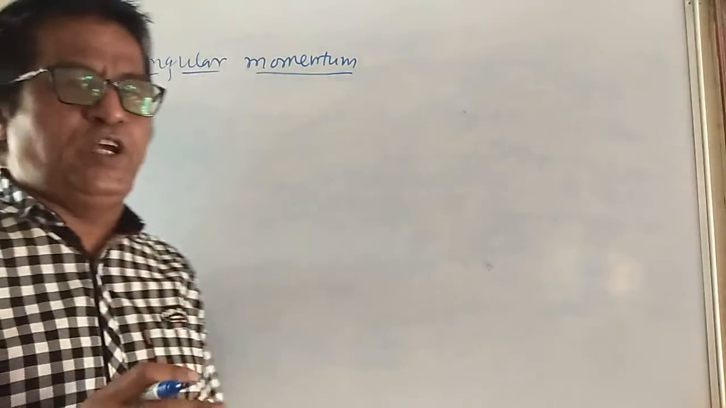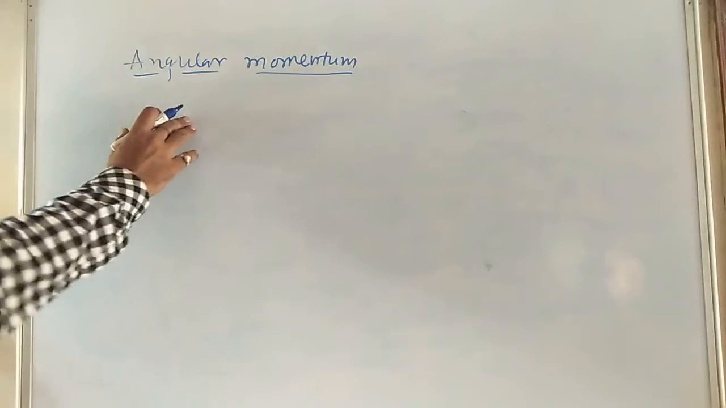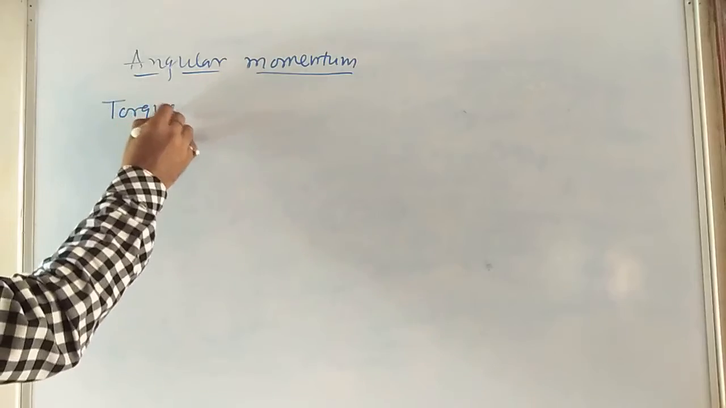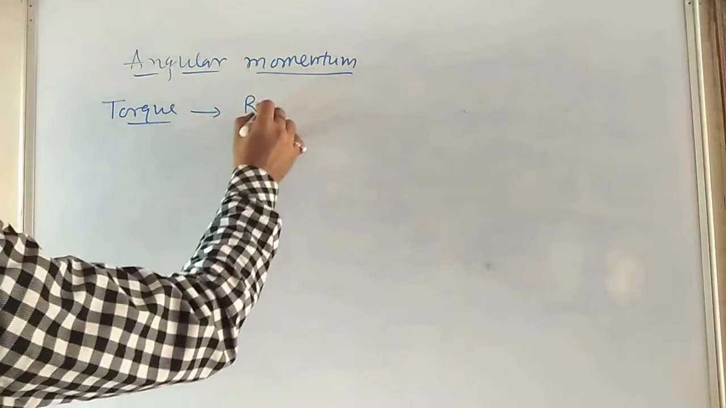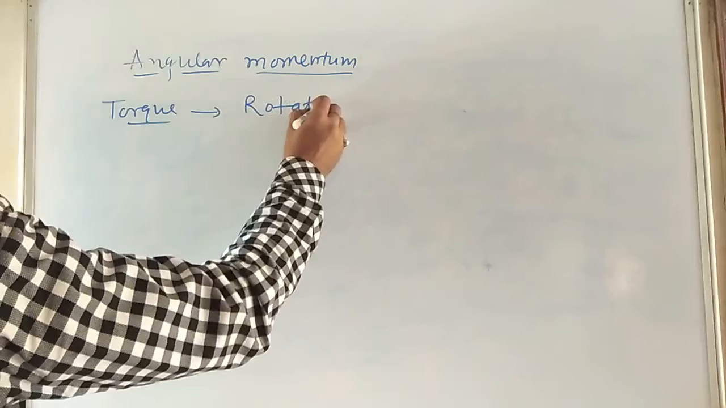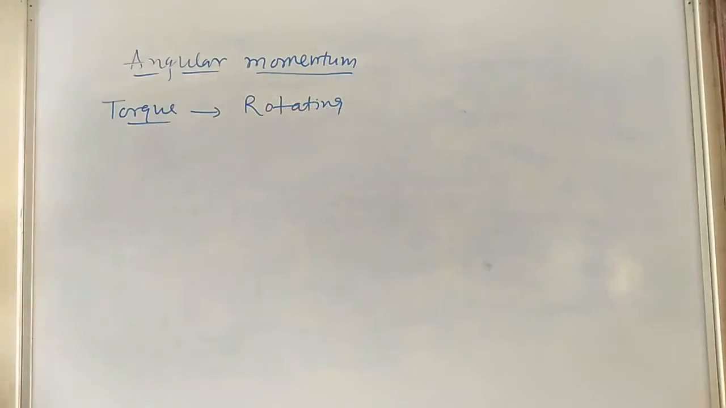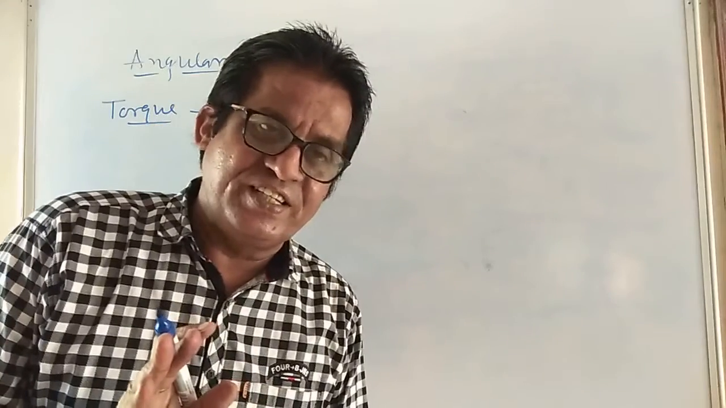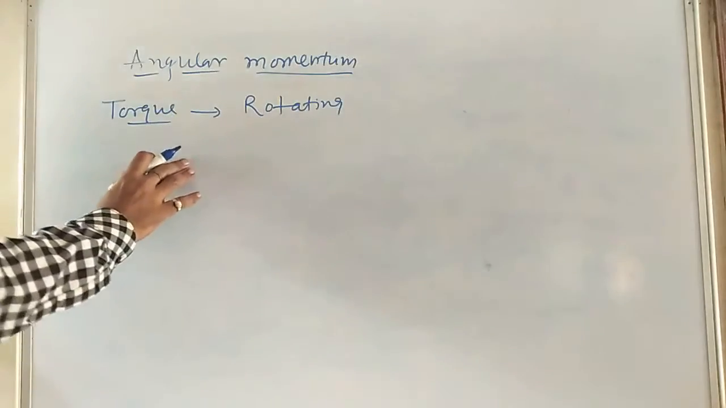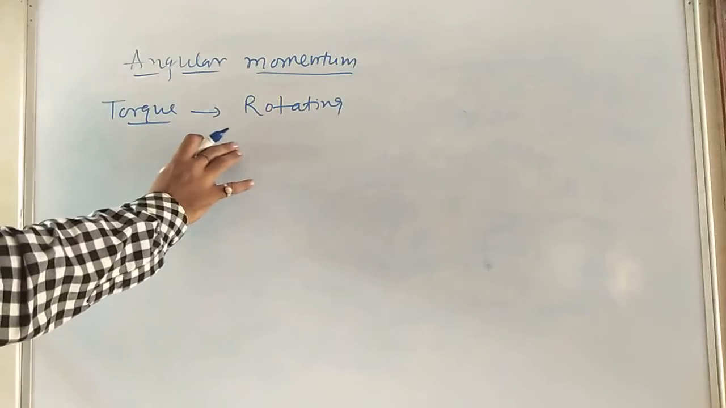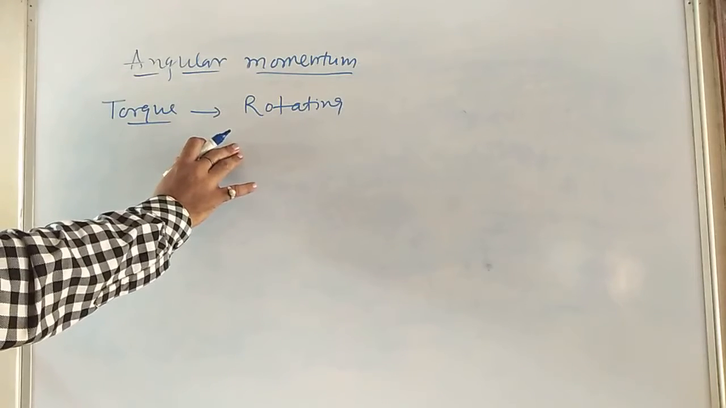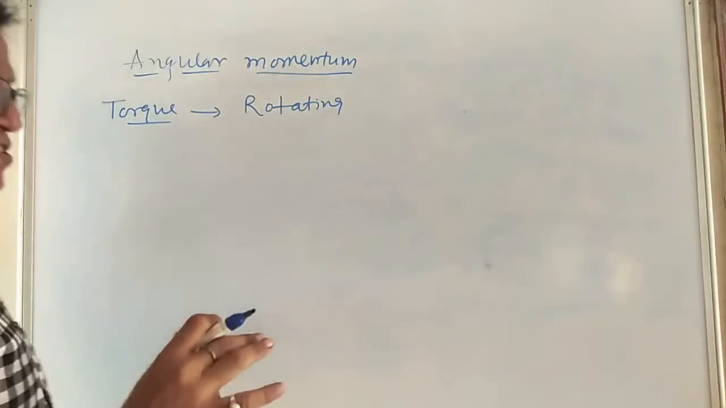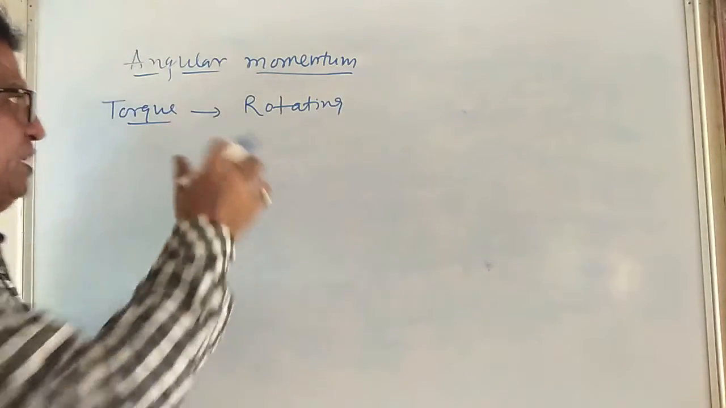Children, we have seen earlier that the concept of torque is the rotating effect, the rotating effect or the turning effect of the force. Is it clear? It is the turning effect of the force. So torque is regarded as a rotational analog of force. In linear motion, what force is, here it is torque.